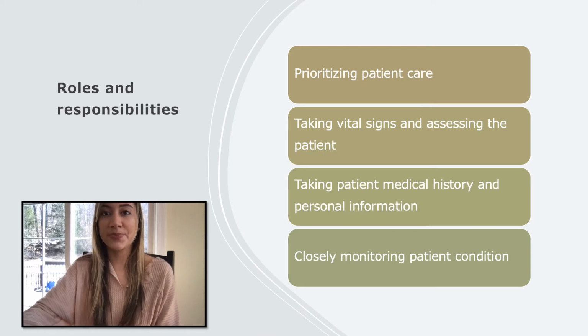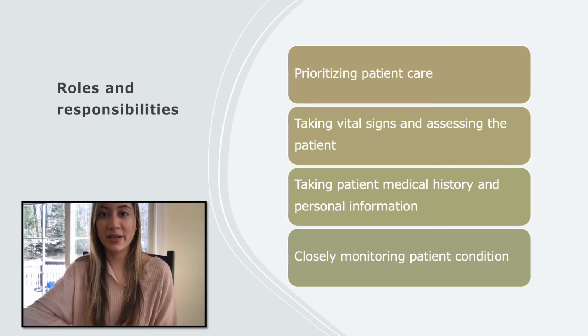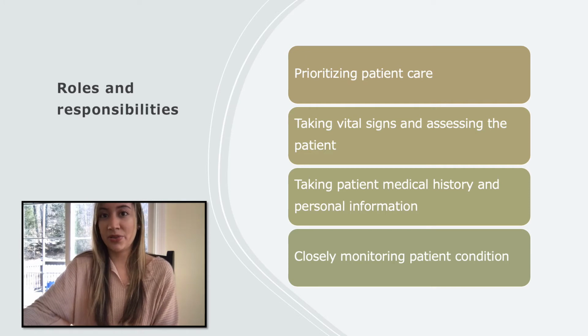The next is taking vital signs and assessing the patient. Now, the patient comes in the triage room, the first thing you're doing is taking vital signs and making that across the room assessment. How do they look? How do they present? The vital signs also do tell another story. They could be sitting there but have a heart rate of 190 or be in rapid AFib. We don't know. This is why it's important to assess the patient. Next, you're going to take patient medical history and personal information, and you're going to closely monitor the patient's condition if they are waiting in the waiting room.